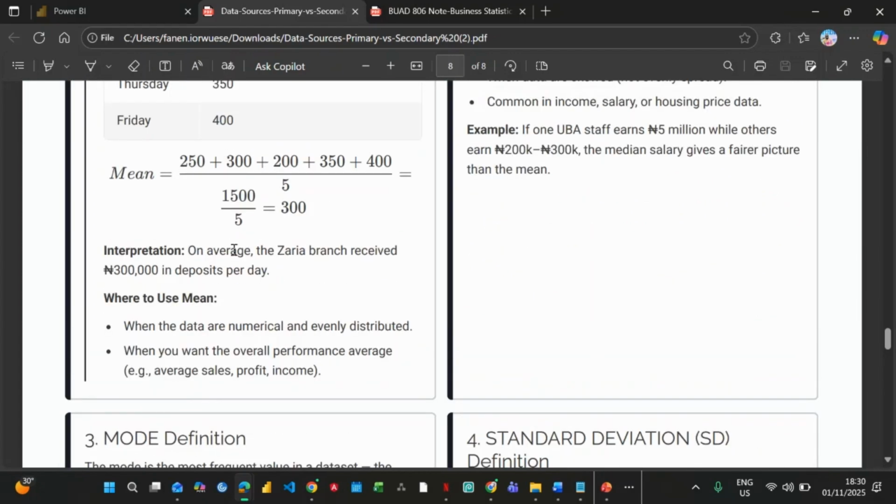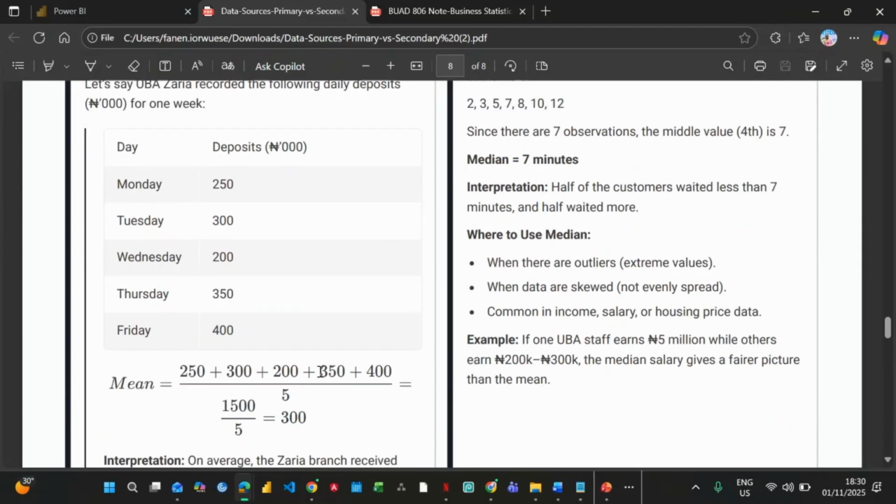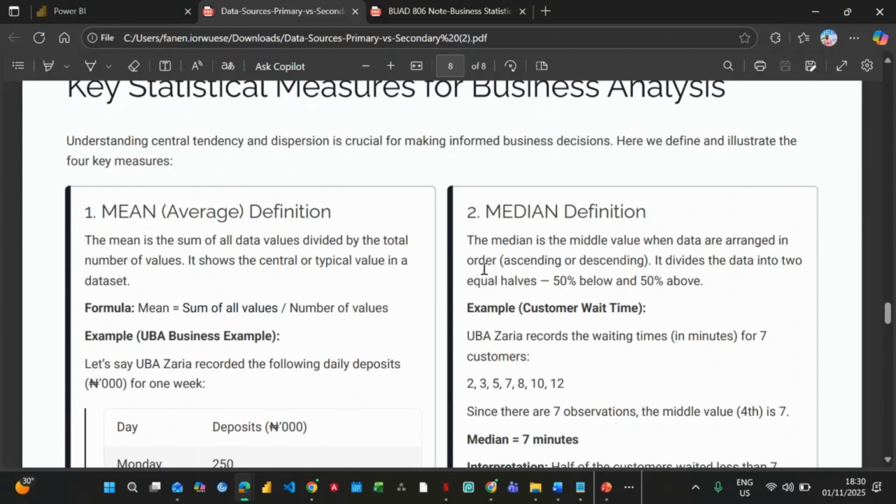Now, when do you actually apply the mean? When the data are numerical and evenly distributed. And when you only want the overall performance average, you can use the average of sales, average of profit, average of income, and then you'll be able to get that. So another one we look at is the median.